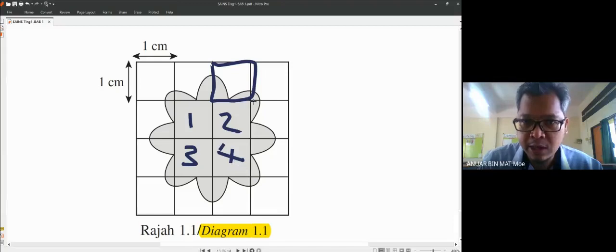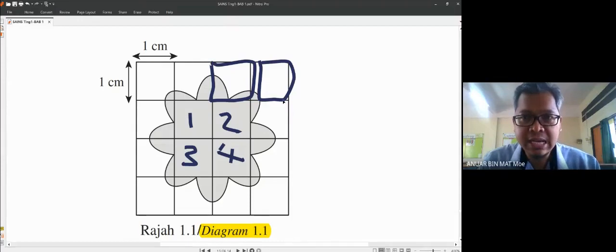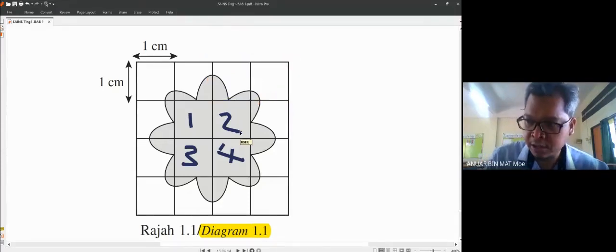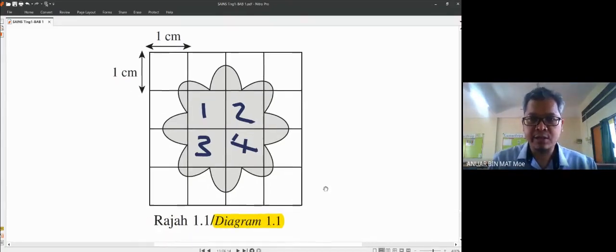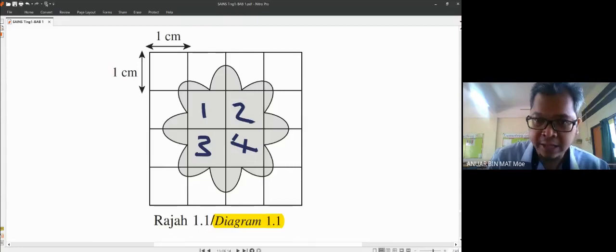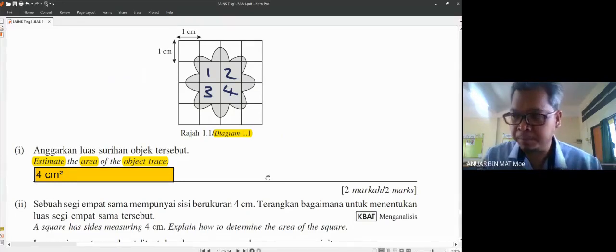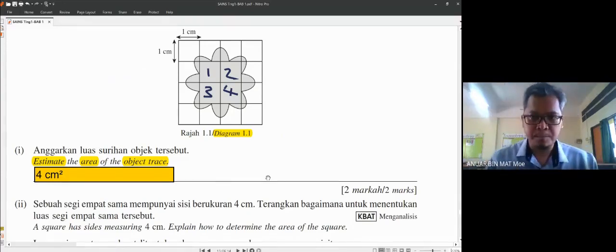Okay, class. This one, you can ignore this area. If they ask you to estimate the area, you can ignore this, right? Only the area that is fully occupied by the box. So this is what we call estimation. Estimation is not the exact size or the exact area, not the accurate area. You just estimate it first. All right, so any problem?